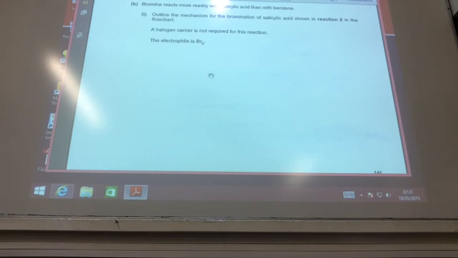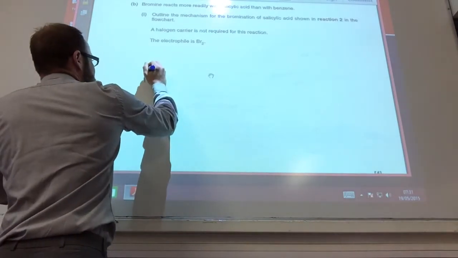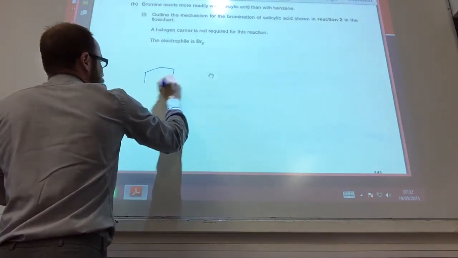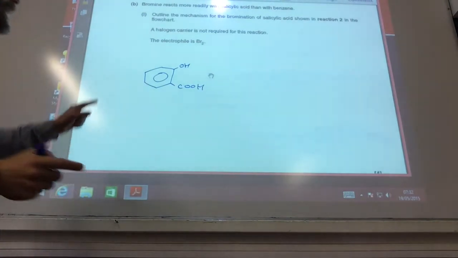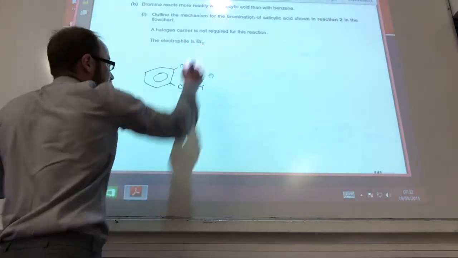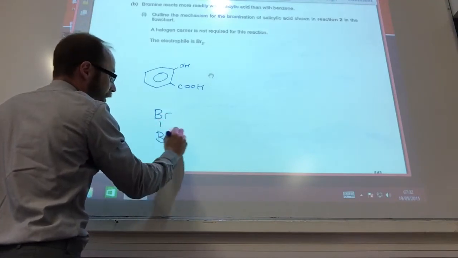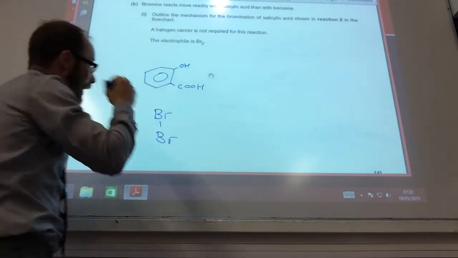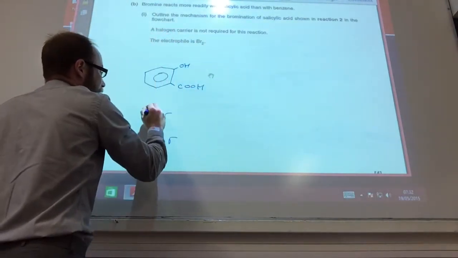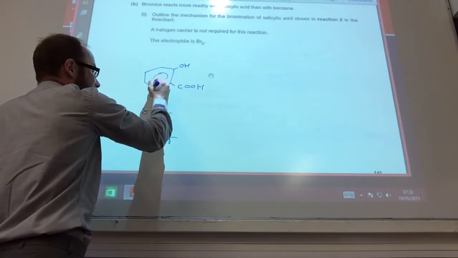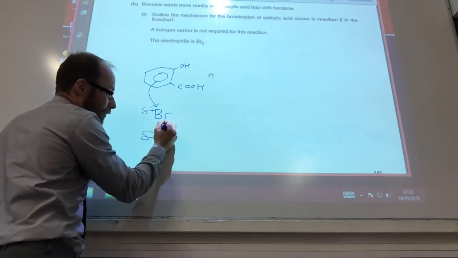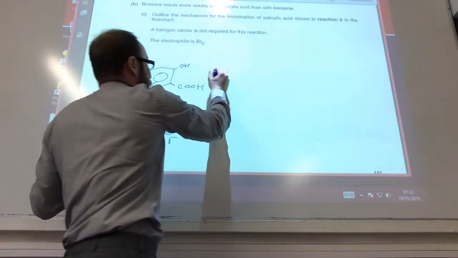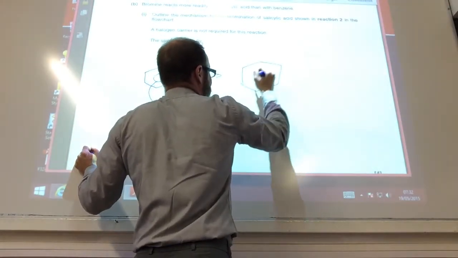Alright, it's time for a mechanism. Bromine reacts more readily with salicylic acid than benzene. Outline that mechanism. So let's draw up salicylic acid, like so. Now notice it tells me it reacts with bromine. The electrophile is bromine. So you're not allowed to just put your standard Br plus, which you would normally do if you had a halogen carrier. Notice I'm not using a halogen carrier. That's going to be delta plus, that's going to be delta minus, because obviously the electrons have got to come out of the ring and attack Br plus. That bromine bond, therefore, must break to go to that bromine. So that's going to give me the intermediate.